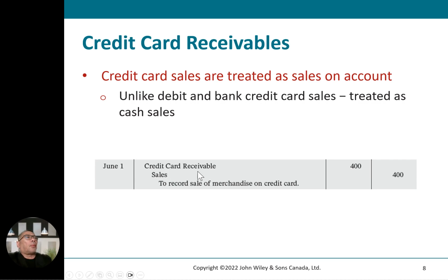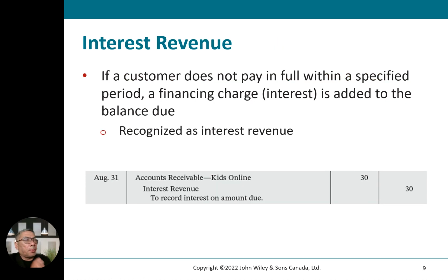Credit card receivable debit is $400. Sales credit is $400, to record sales of merchandise on credit card. Interest revenue: if a customer does not pay in full within a specific period, a financing charge or interest is added to the balance due, recognized as interest revenue. August 31st, accounts receivable, Skills Online, $30 debit, interest revenue credit $30, to record interest on amount due.